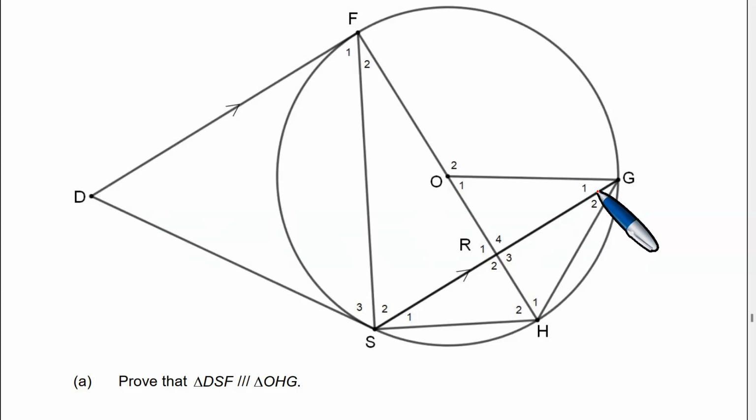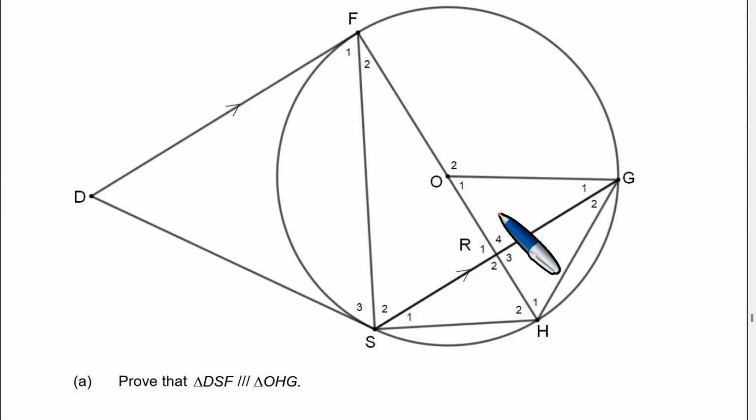So let's get started with it. I was just thinking, should I give it to you? It's too obvious. Then we have given it 7 marks. To prove that DSF is similar to OHG, because these are triangles, you need to prove that they are equiangular. If they're equiangular, then they're similar. Or you can prove that the corresponding sides are in the same proportion. But the first thing is to prove that they're equiangular.